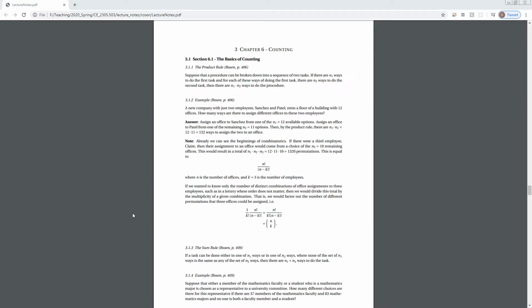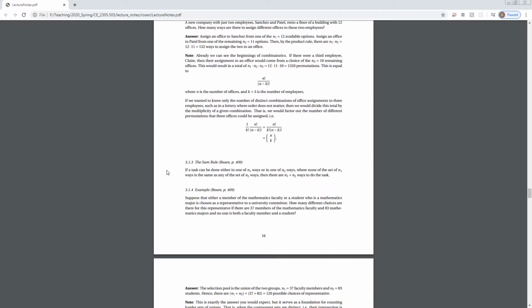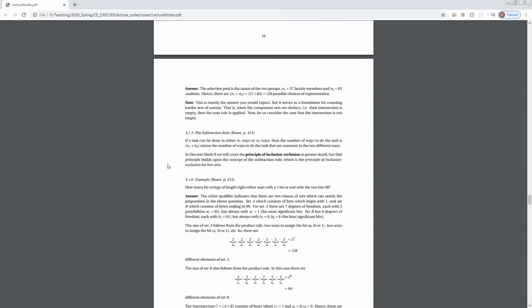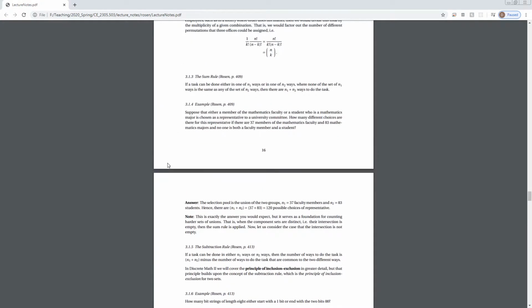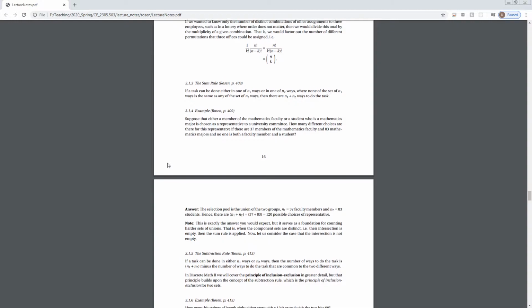Okay, and so there's 4 basic rules, which I've broken down into 3 because I didn't consider the division rule all that interesting. There's the product rule, the sum rule, and the subtraction rule. And then we'll do combinations and permutations and the pigeonhole principle next Monday.